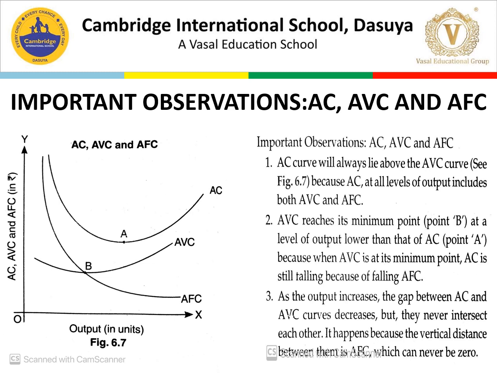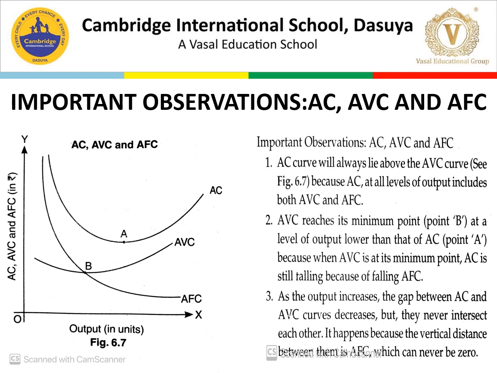So let's see what we have in the explanation. The AC curve will always lie above the AVC curve. See in figure 6.7, because AC at all levels of output includes AVC and AFC. AVC reaches the minimum point B at a level of output lower than AC. Because when AVC is at its minimum, AC is still falling because of falling AFC. So AC will also fall because our AFC is falling.